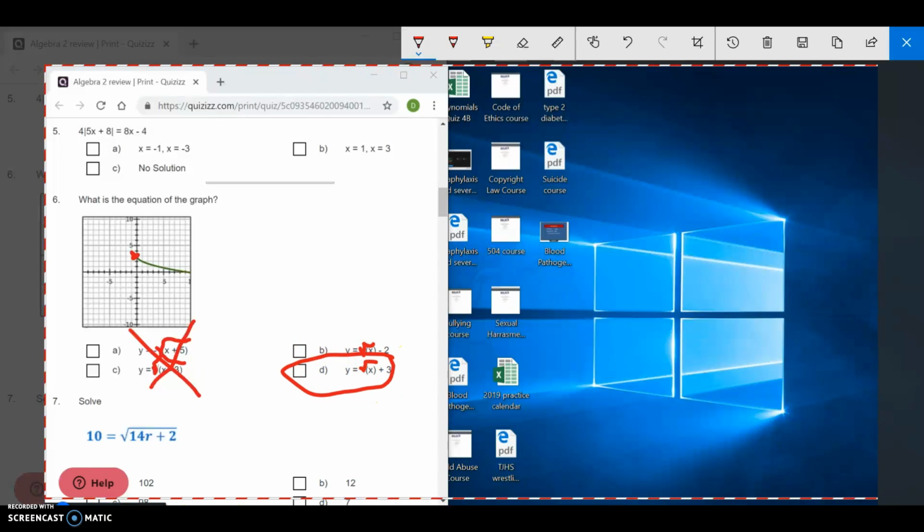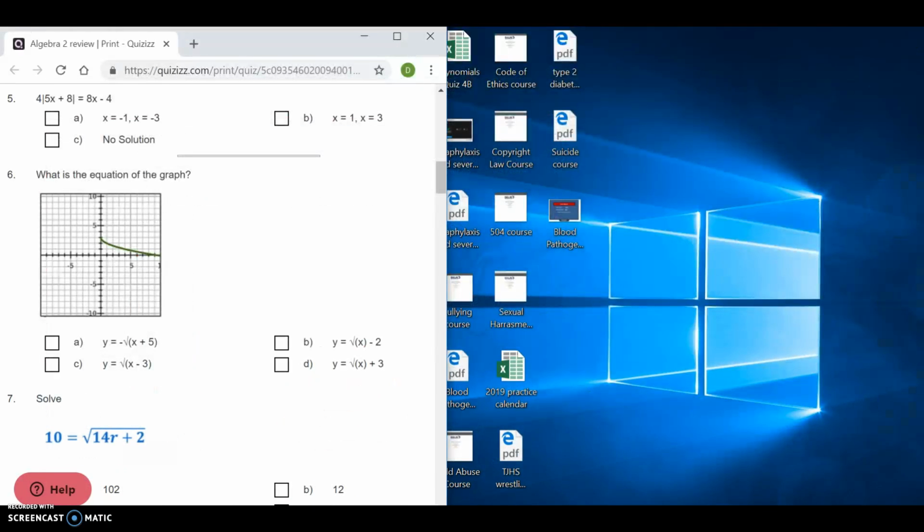I pledge allegiance to the flag of the United States of America and to the republic.